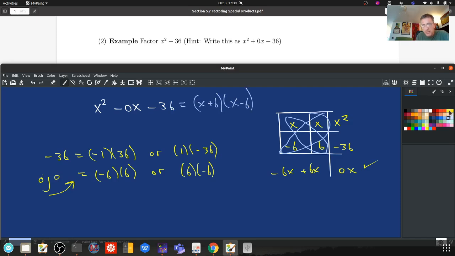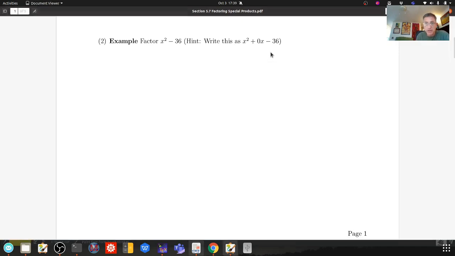So I'm hoping in both cases you recognize something. This is a formula we had before. A plus b times a minus b is equal to a squared minus b squared. In this case, x plus 6 times x minus 6 is x squared minus 6 squared, which is exactly what we have, because x squared minus 0x. The 0x I just put in there because we need a middle term for this process.